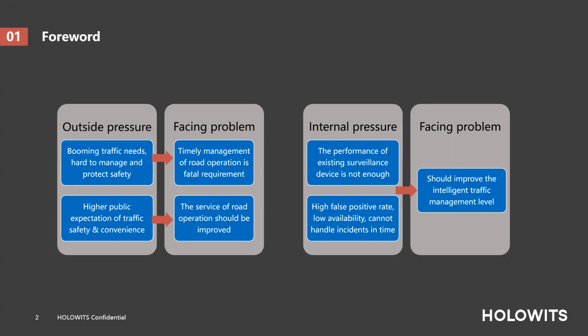In today's society, there are outside pressures like booming traffic that is hard to manage and protect, along with higher public expectations of traffic safety and convenience. So we face the problem of timely management of road operation, and the requirement and service of road operation should be improved. The inner pressure is that the performance of existing surveillance devices is not enough, with a high false positive rate, low availability, or inability to handle incidents in time. So we need to improve the intelligent traffic management level.